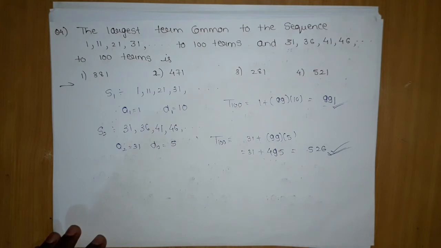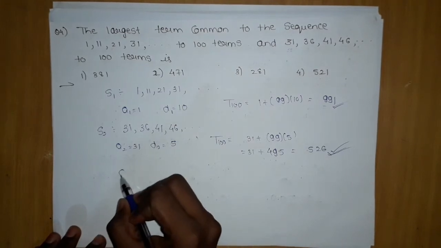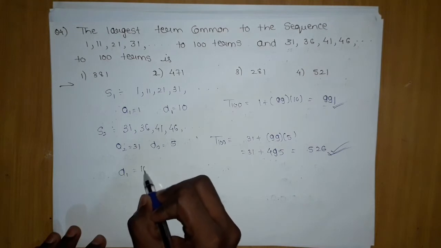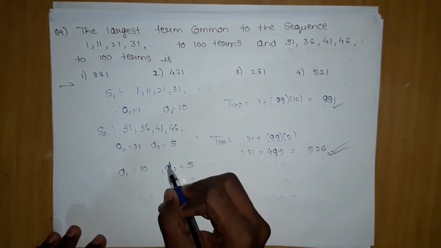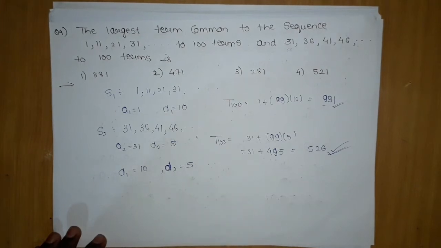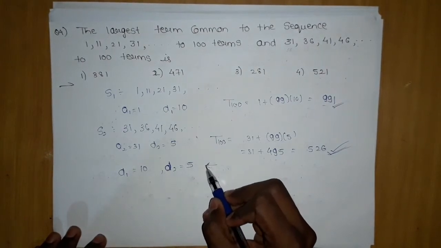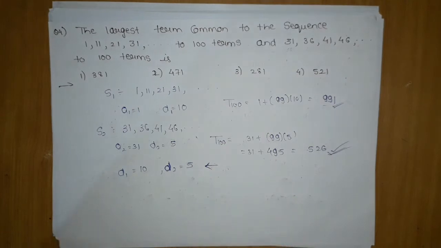How can we get the common series? First see the D1, which is nothing but 10. See the D2, which is nothing but 5. Now here children make this mistake, even though they are in class 11.